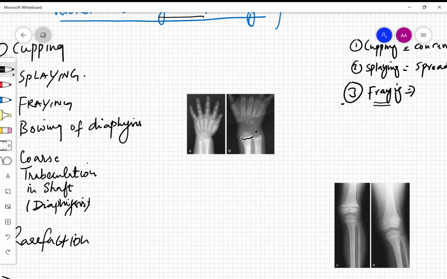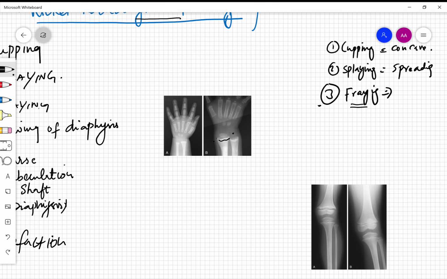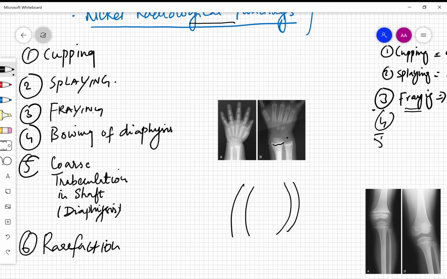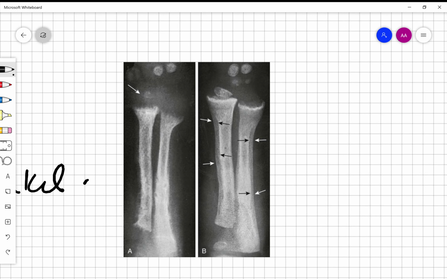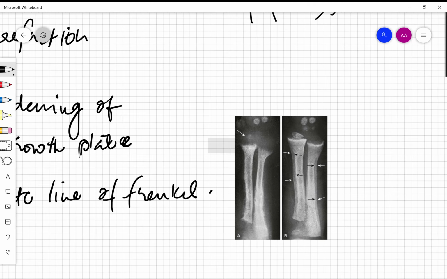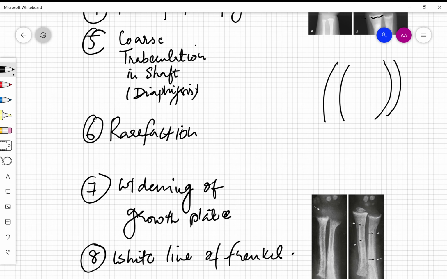The fourth one is bowing of the diaphysis, which is the shaft; it may bow a little bit, and in severe cases more. So this is the fourth finding. The fifth finding is coarse trabeculation in the diaphysis. If you see this picture, the shaft of the bone is not very sharp, so it has a very coarse appearance, and it can be seen in very advanced rickets. This is the fifth.